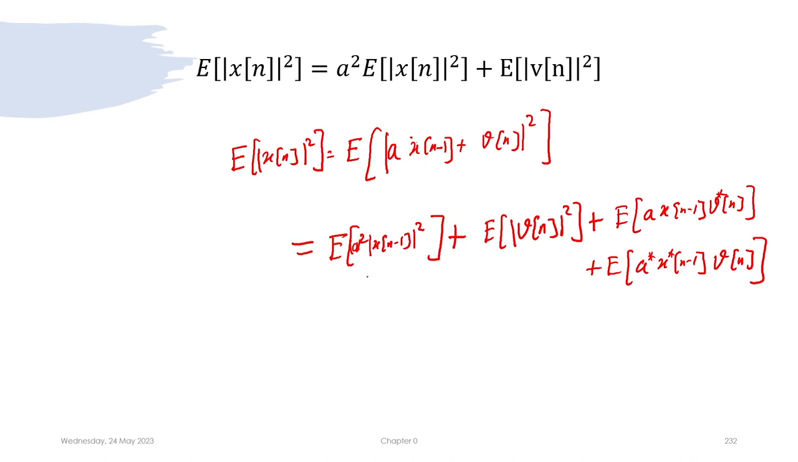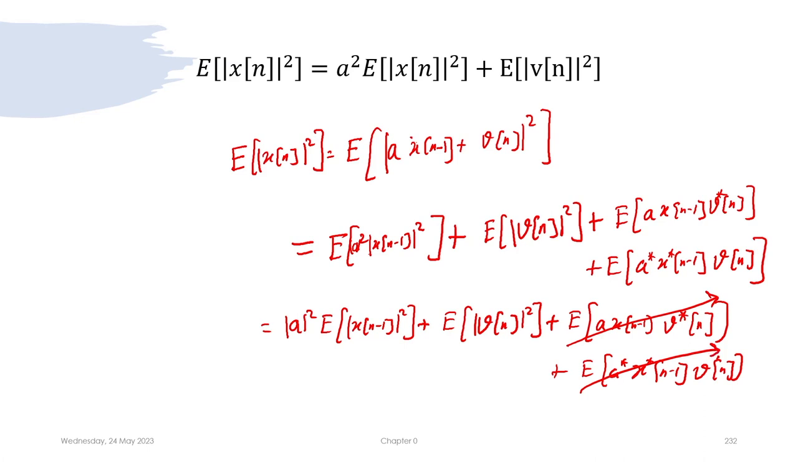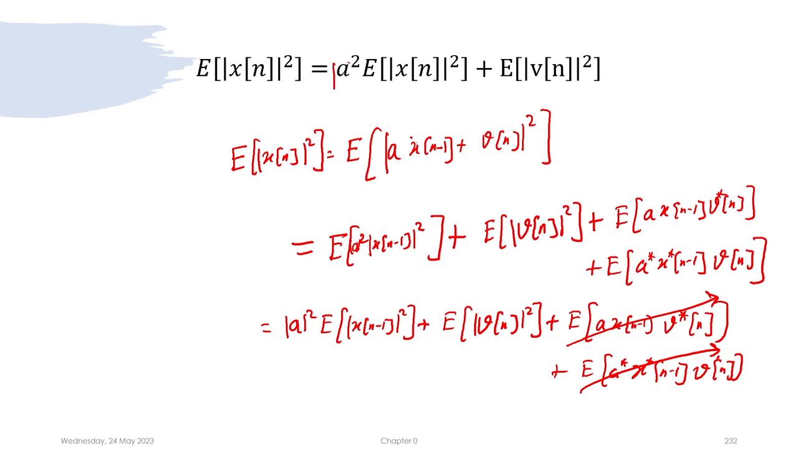So, since everything we are doing here is for wide sense stationary processes, this equals expected value of, or I can move a square, being a constant, out. Plus, these terms are 0, since the noise or the innovation term is uncorrelated with the past values of x. So this term is 0, and this I will put in mod square. So we have proven what we wanted to.